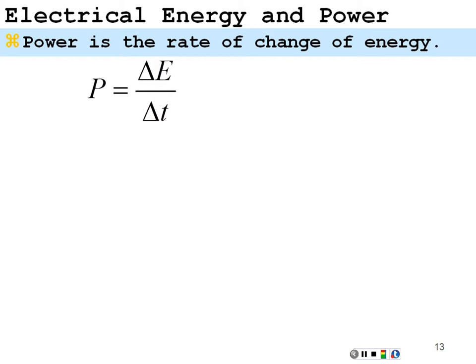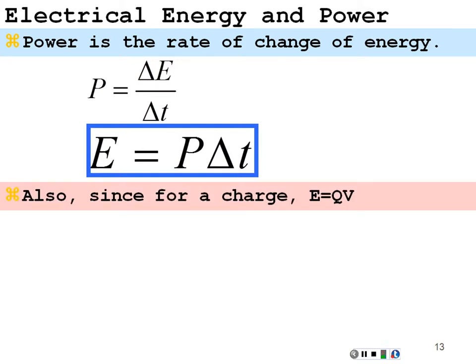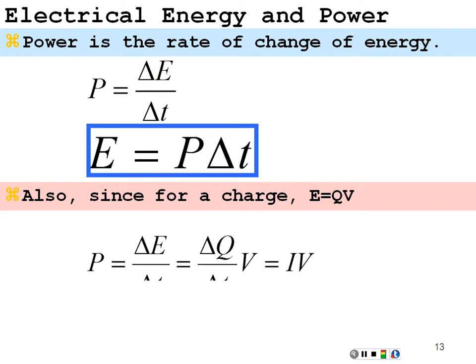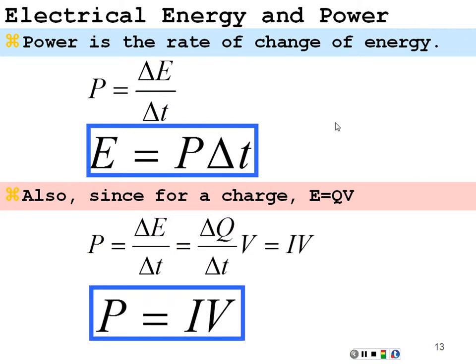Electrical energy and power. We know from Physics 1 that power is the rate of change of energy. It's how much energy per time we have. So in turn, we could say that energy would be equal to power times time. And since for a charge, our energy is equal to the charge times the voltage, we got that from chapter 25, we could say our power is equal to our change in energy per time, which would be the change in charge times voltage per time. But the change in charge per time is indeed current. So this would be equal to the current times the voltage. In an electrical DC circuit, the power is equal to the current times the voltage, P equals IV, sometimes called Ohm's law for power.